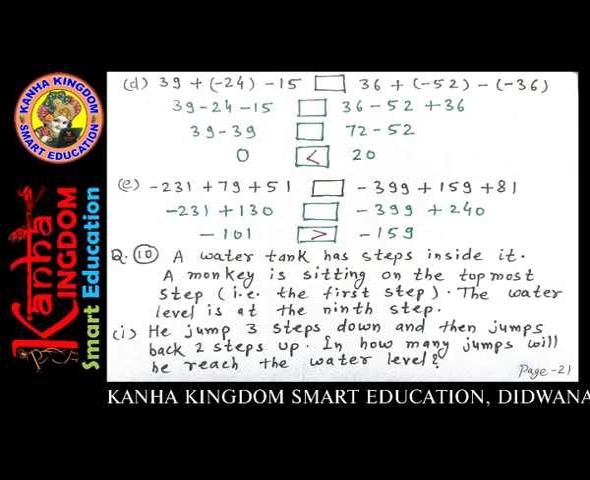Right hand side of this question, -399 plus 159 plus 81. 159 plus 81, answer is 240. So -399 plus 240, answer is -159. So the final answer: -101 is greater than -159.